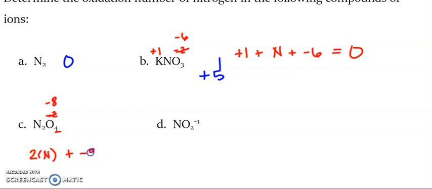plus a -8 is going to add up to 0. So what would my N have to be? Well, my N would have to be a +4, right? 4 times 2 would be a +8, plus a -8 would add up to 0.